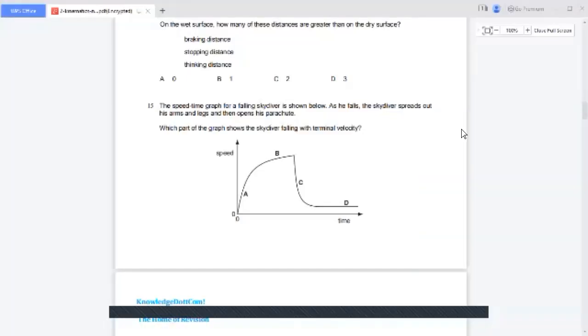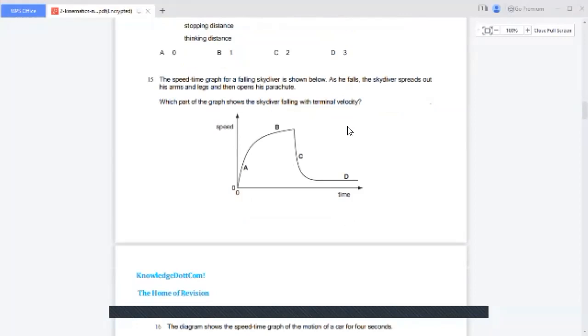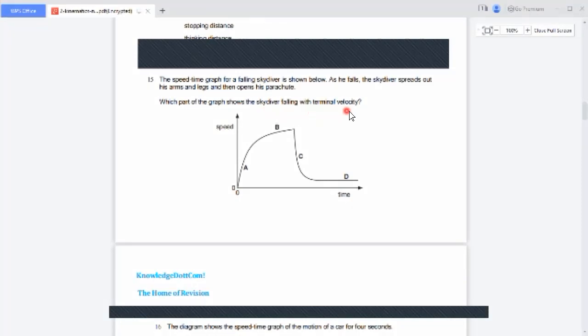Okay, now question number 15. The speed time graph for a falling skydiver is shown below. As he falls, the skydiver spreads out his arms and legs and then opens his parachute. Which part of the graph shows the skydiver falling with terminal velocity?